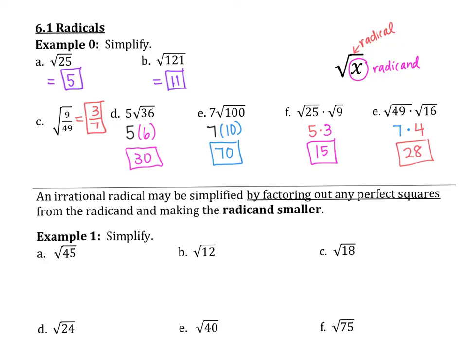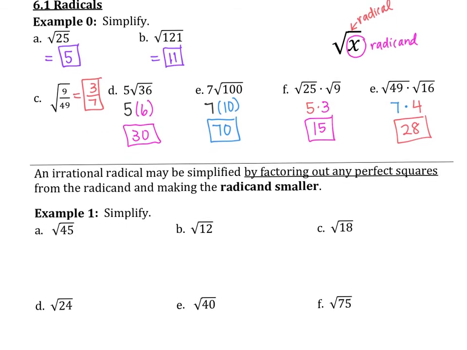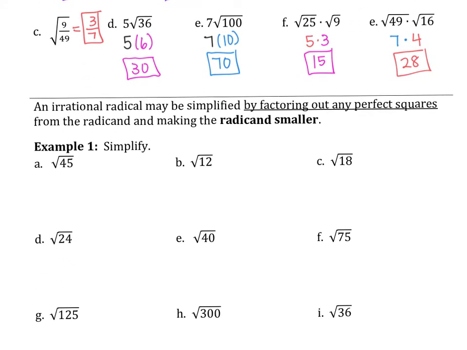They're perfect squares. Okay, what we're going to add today is what we do when you have an irrational radical, meaning it doesn't have a perfect square, so I can't evaluate it in my head. So for example, the square root of 45, if I do 6 times 6, that's 36. That doesn't work. If I do 7 times 7, that's 49. That's too high. Okay, so if I want to simplify an irrational radical, I simplify by factoring out any perfect squares from the radicand, so I can make the radicand smaller.